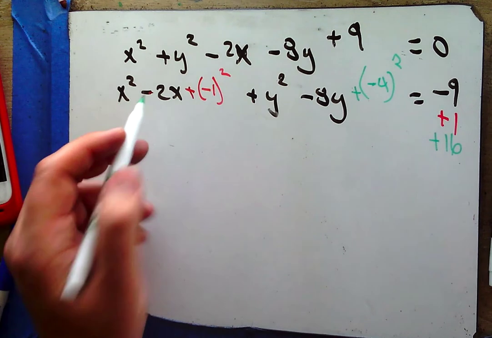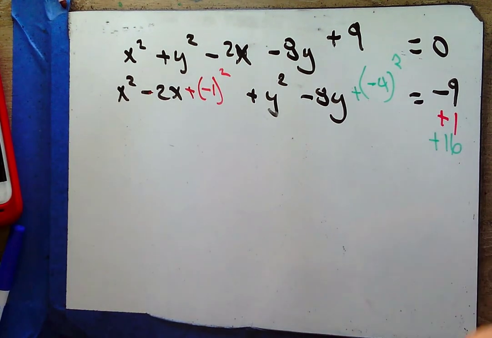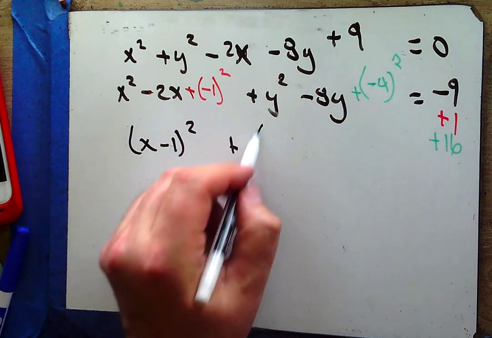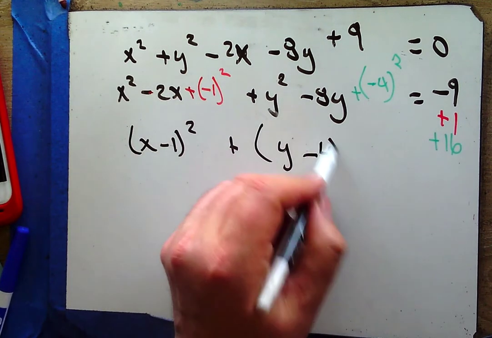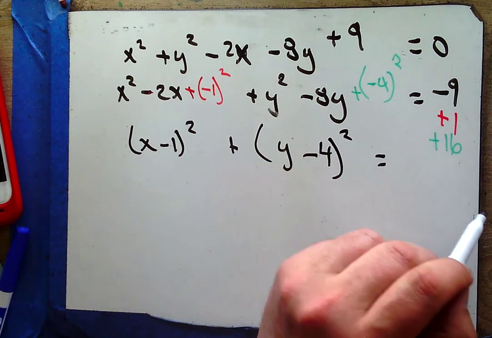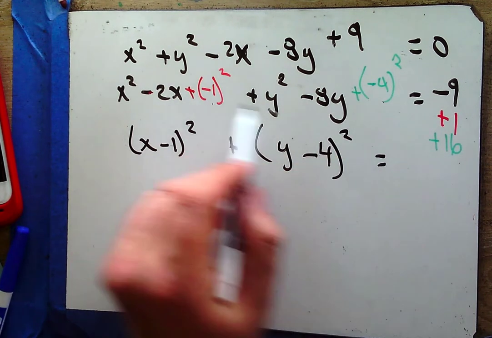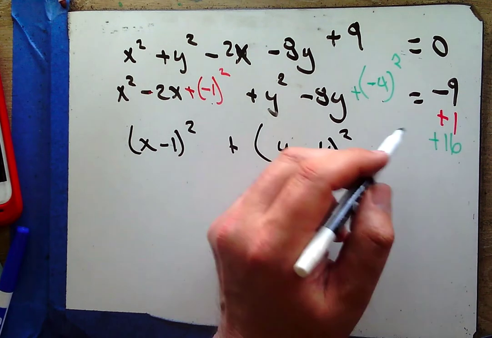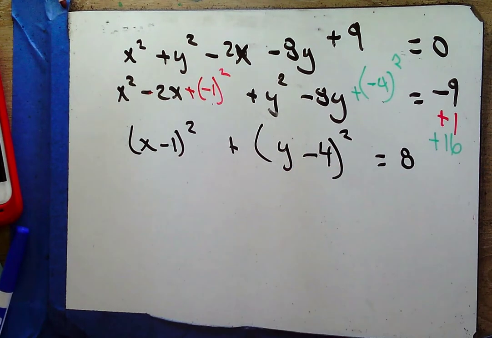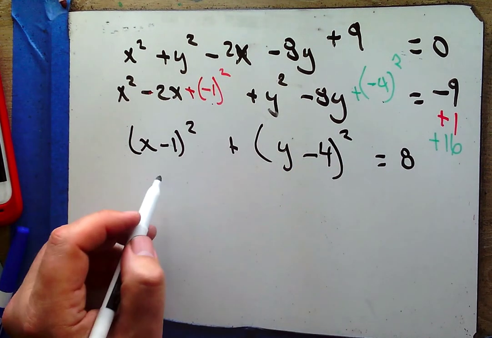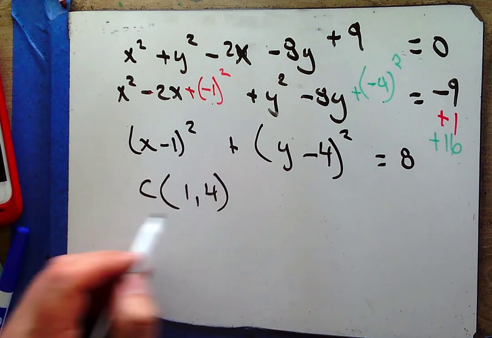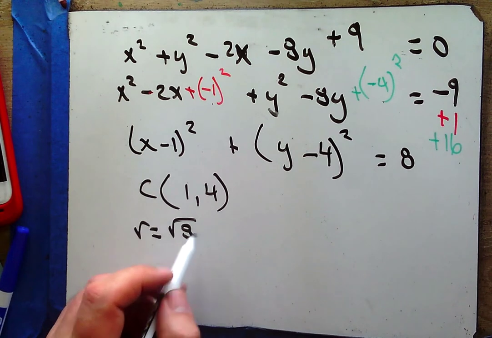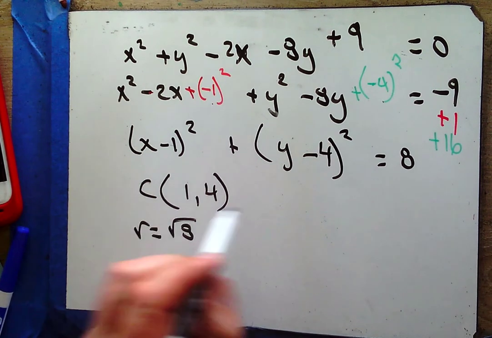So, what do I have now? Well, this is now x minus 1 squared, and this is now y minus 4 squared. And because I added 16 and 1 or 17 to that negative 9, I'm going to have 8. So then the center is located at 1, 4. The radius is the square root of 8, which is just short of the square root of 9, which is 3, so a little less than 3.